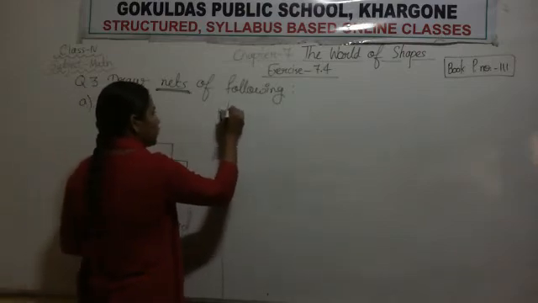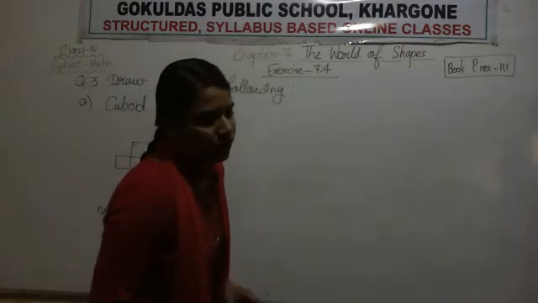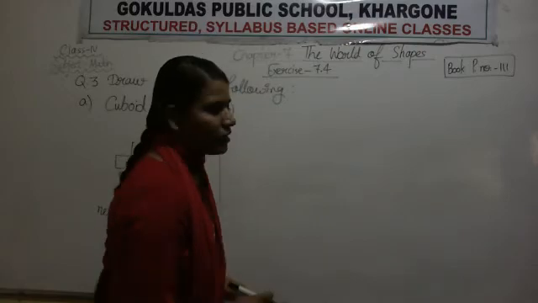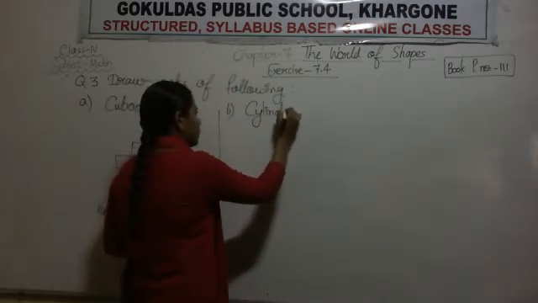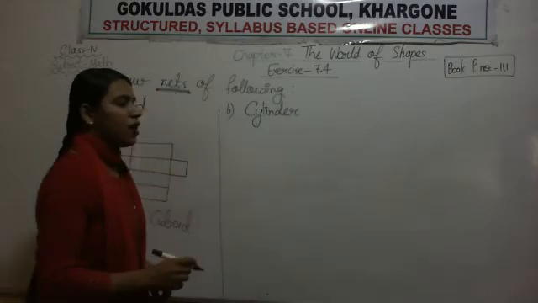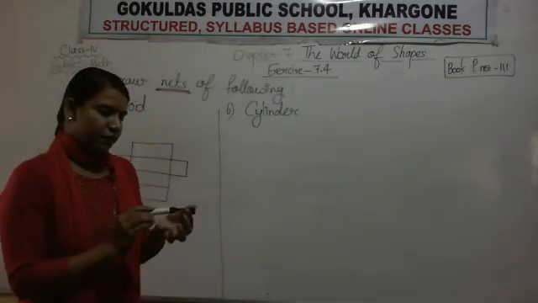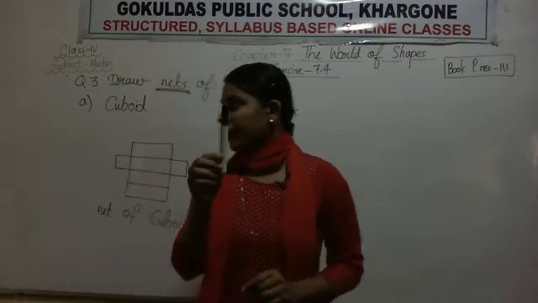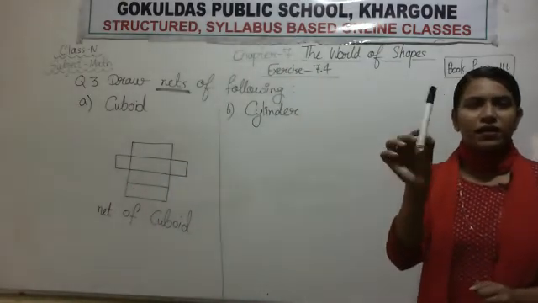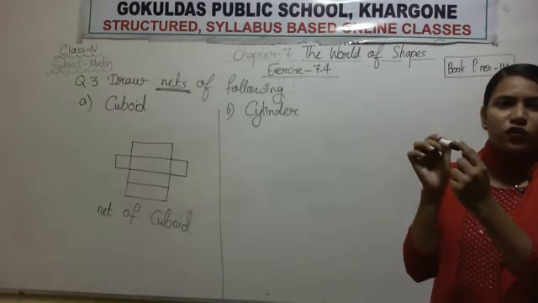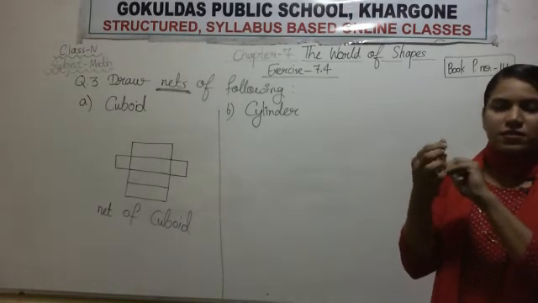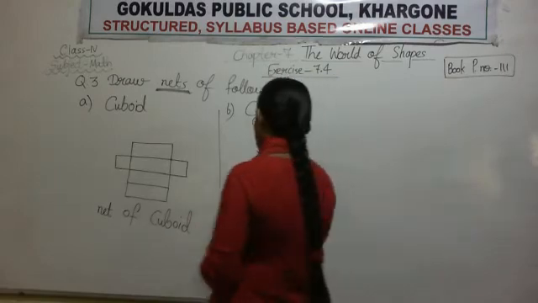Let us do the next one. B. The given shape name is cylinder. Now how does a cylinder look like? A cylinder looks like the shape of a marker. It is a cylindrical shape, right? The top of it is circular. The bottom of it is circular.